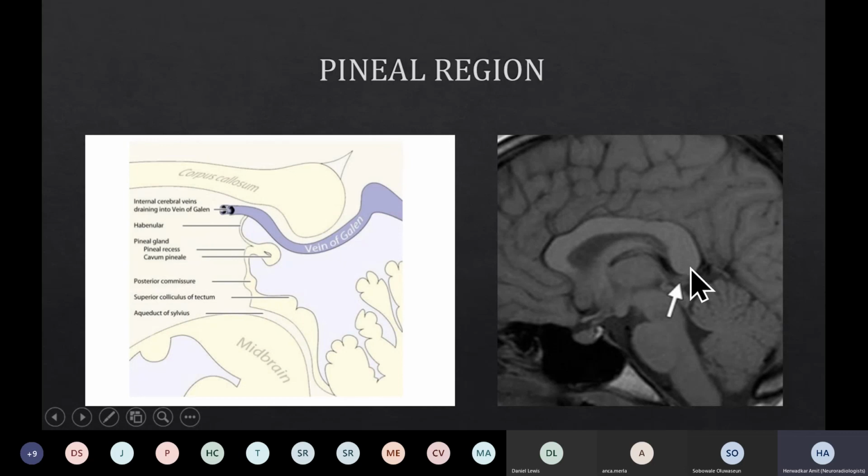So let's look at that. This is the corpus callosum, the splenium of the corpus callosum. Just underneath that splenium are the internal cerebral veins, which join up together to form the vein of Galen. So over here you're going to get the vein of Galen, and then the straight sinus which leads towards the torcula over there. This is the tectal plate over here. And over here is part of the posterior commissure, which is going to suspend the pineal gland.